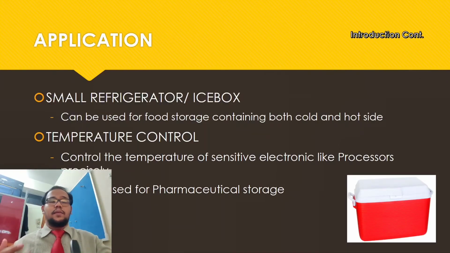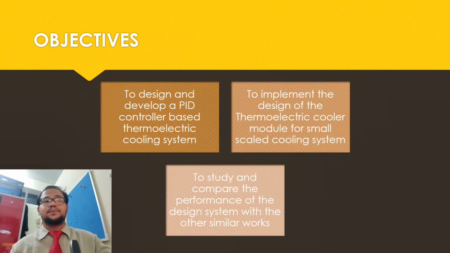So in what applications can the Peltier be used? The Peltier cooler can be used for a small refrigerator or in an ice box because it has both a cold and hot side, and we can store food in it. It also can be used as a temperature control device to control sensitive electronics like a processor, because the temperature control of the Peltier cooler is very sensitive.